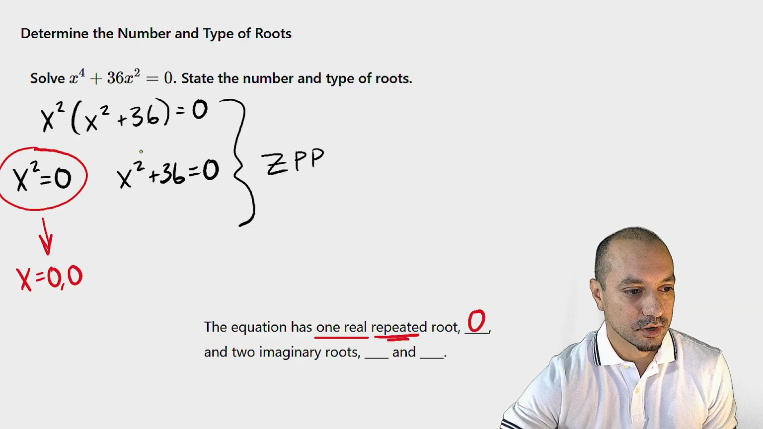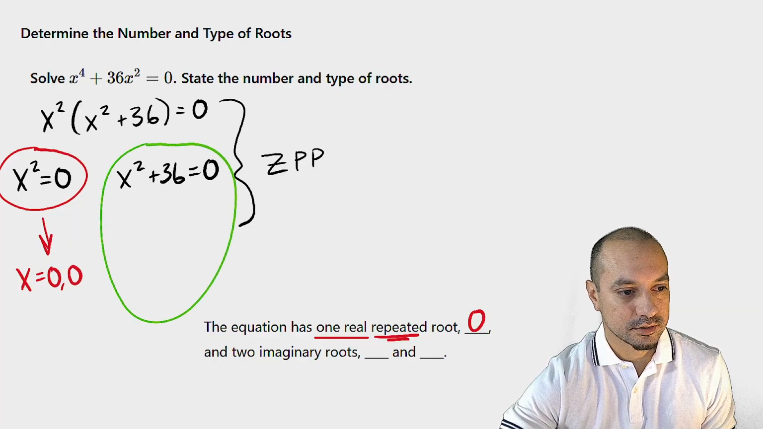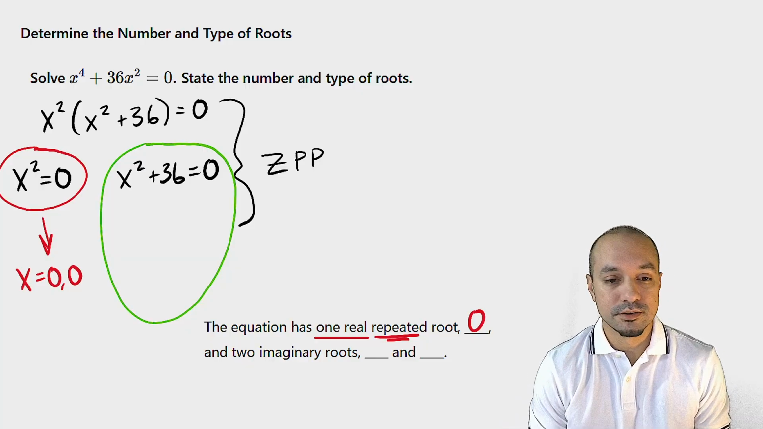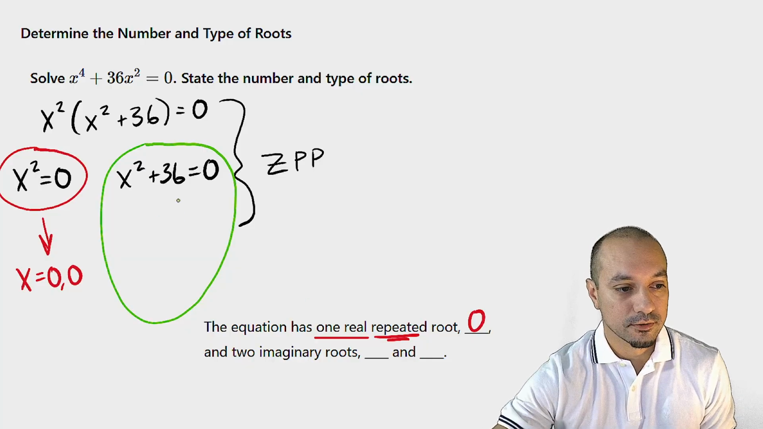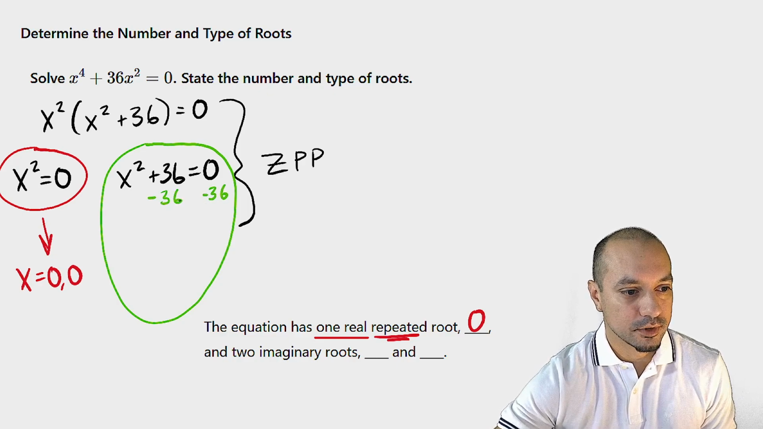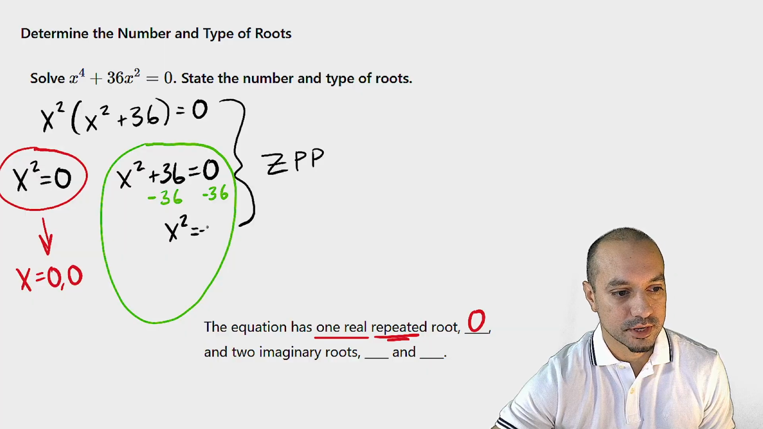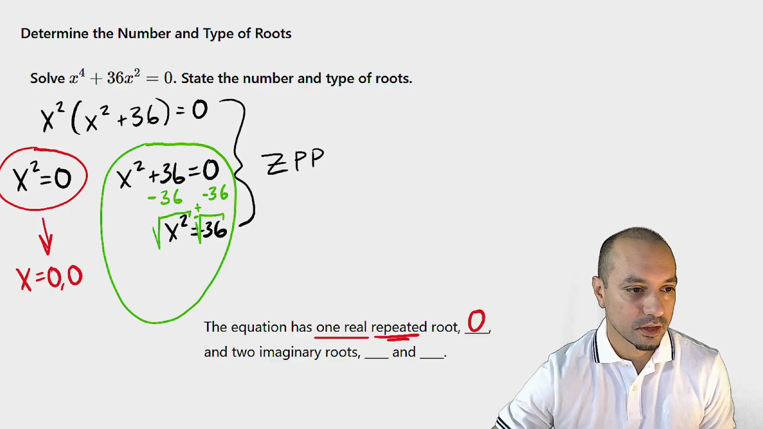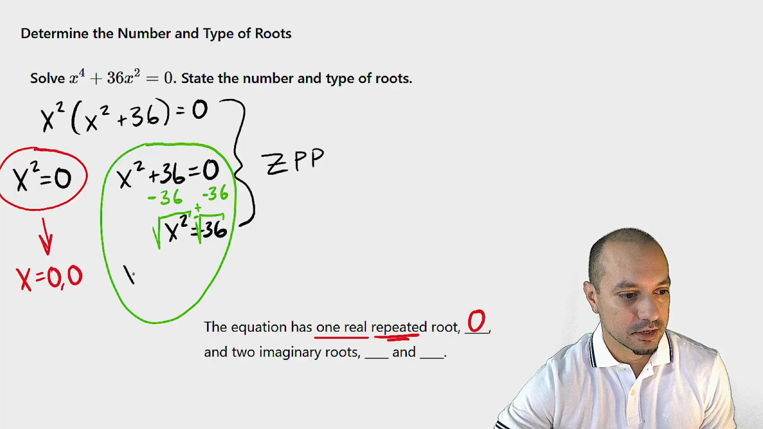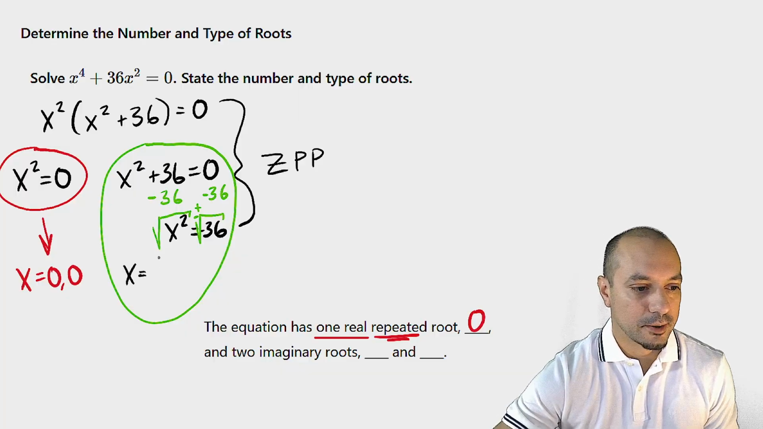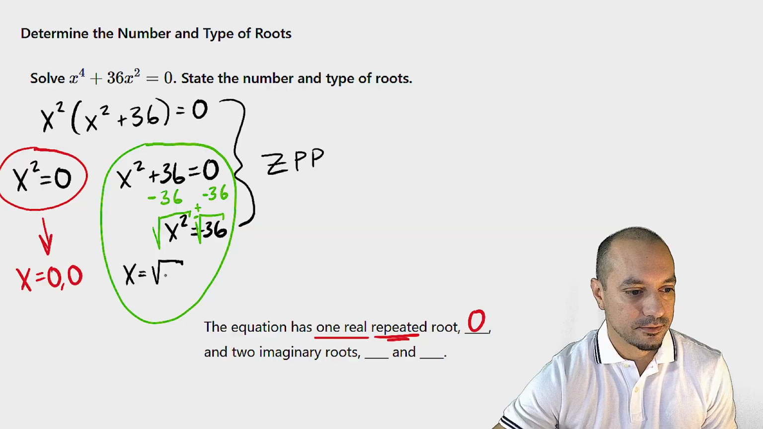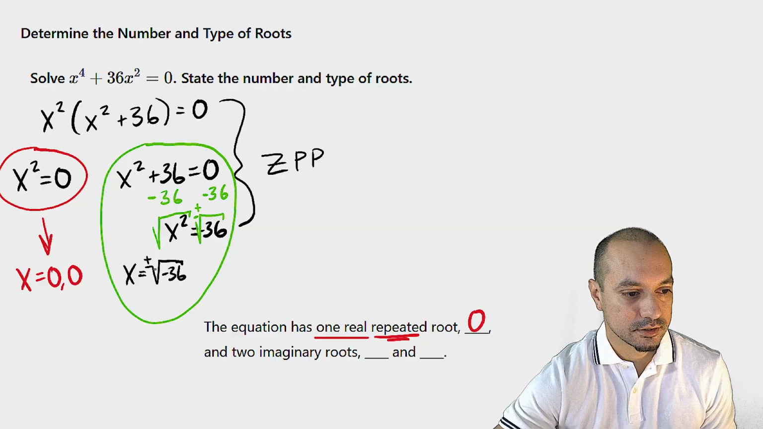All right, let's work out this green next. So I'm going to go ahead and solve the green using the square root property. So first I will subtract 36 from both sides. I end up with x squared equals negative 36. From here, I'll go ahead and use the square root property. So I'll square root both sides. When I square root both sides, I have to throw up a plus or minus there. And so I end up getting x equals plus or minus the square root of negative 36.